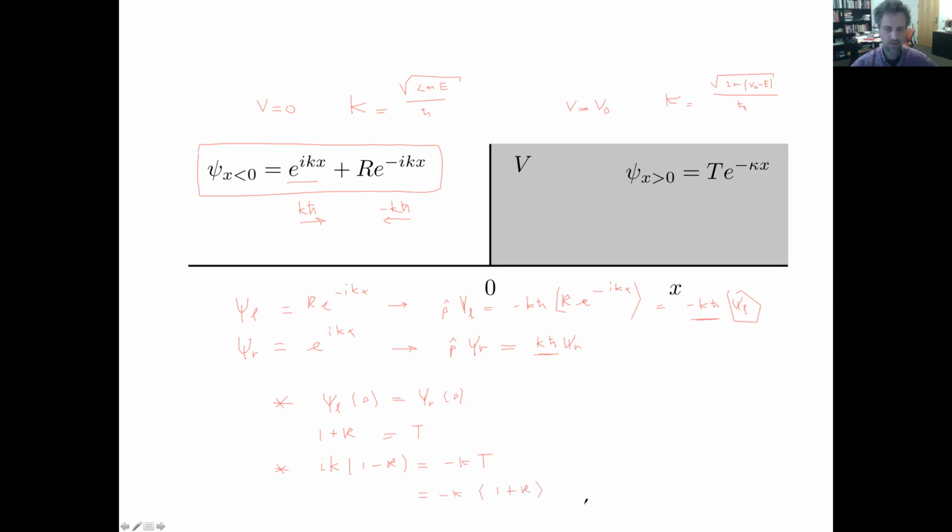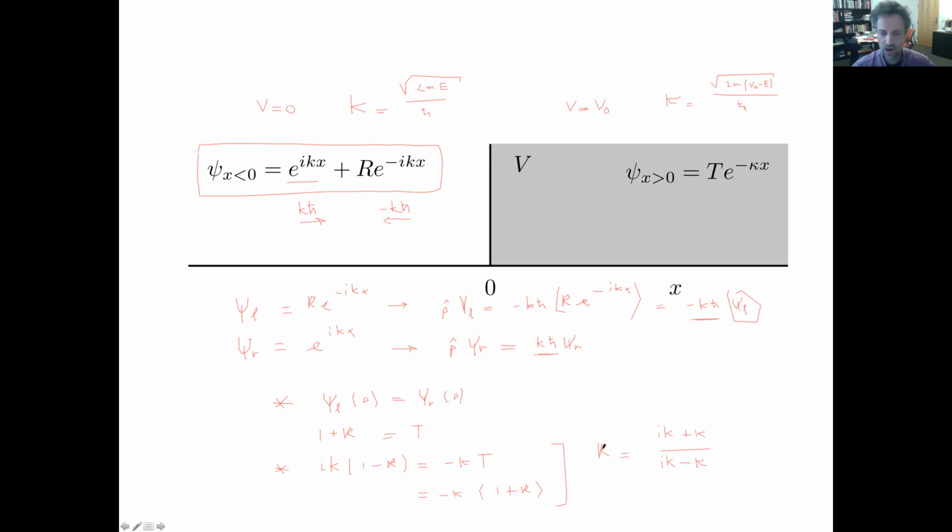Okay, now if you do that, it's actually 2 steps, but what you find is not hard. You can try it for yourself. You find for r the following: (−k + iκ) divided by (ik − κ). Okay, so that is the solution for r.